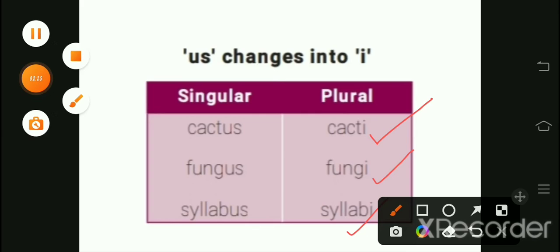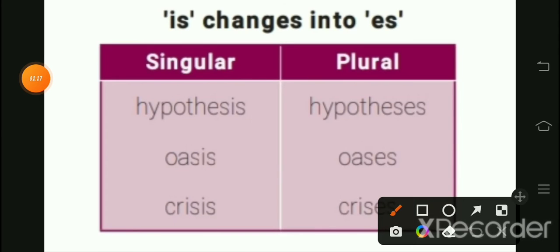Then we are going to see the next type. In this type, if we see a word that ends with is, we have to cut the is and then add es in its place. See the first example, hypothesis. The last two letters are is, and we have to cut the is and add es. In the plural form, it is hypotheses.